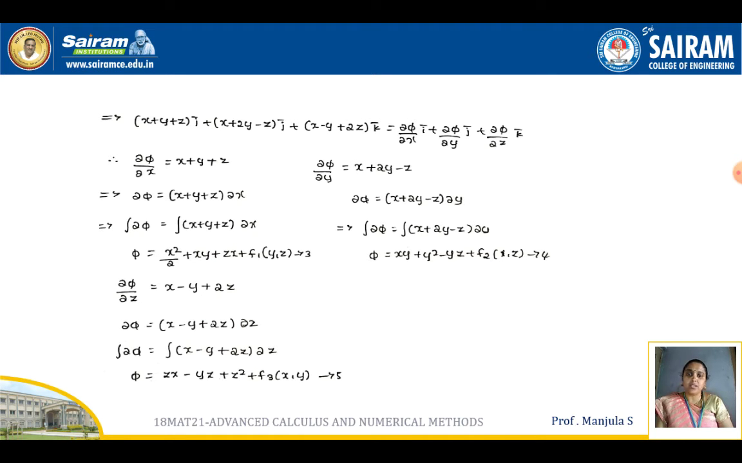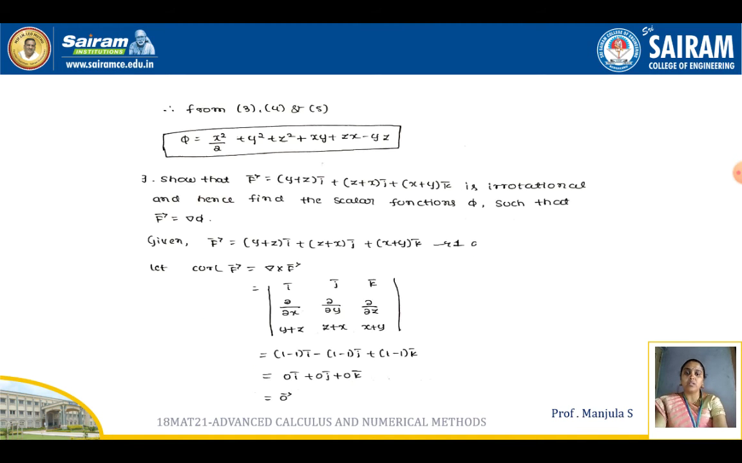Similarly, for the next term, we get dou phi by dou y equal to x plus 2y minus z. You just do the integration with respect to y, so that integration and differentiation get cancelled. We get the value of phi as xy plus y square minus yz plus some integral constant, that constant will be f2 of x comma z. And the last term, dou phi by dou z, is equal to x minus y plus 2z. Do the integration with respect to z, so that we get the value of phi as zx minus yz plus z square plus f3 of x comma y.